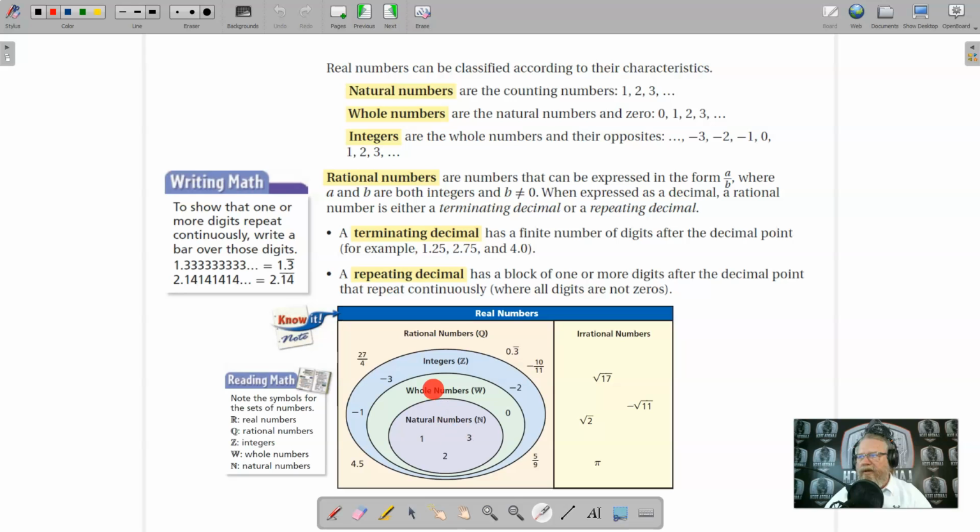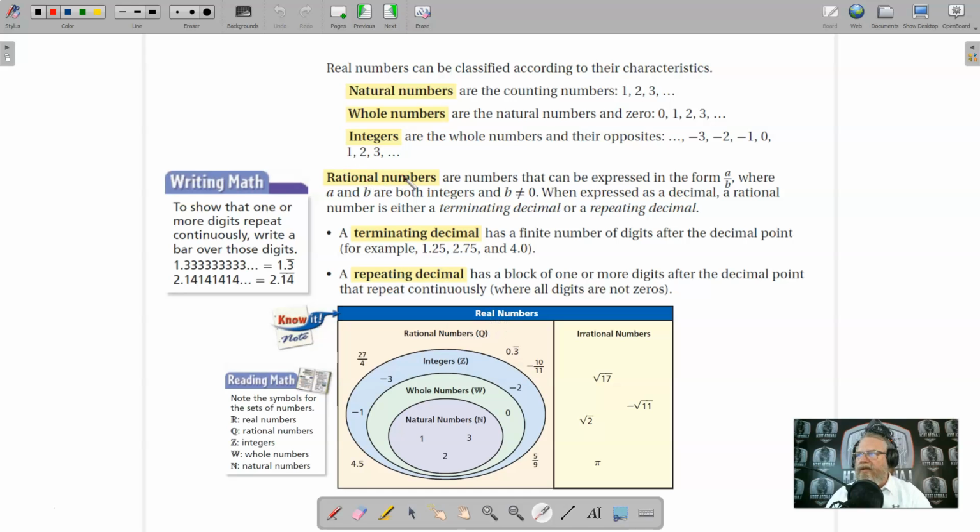Notice that natural numbers and whole numbers belong to the set of integers. However, some elements of integers, such as these negative numbers here, are not elements of whole numbers or natural numbers. So integers can be integers, rational numbers, or real numbers.